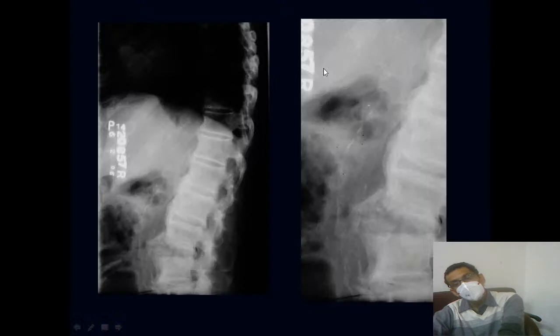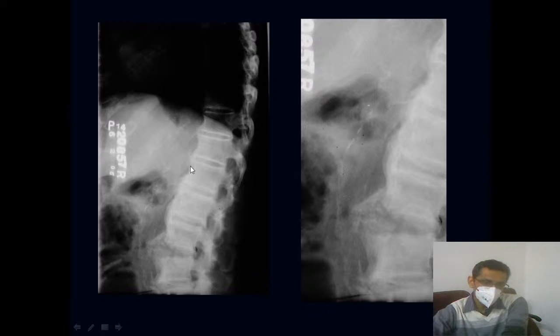Okay. Now coming to the second pattern, if there is a linear or tram-like calcification, you have to look carefully. You see this white line here and the white line here. This is calcification. Okay, I have zoomed it up for you. This line, this is calcification. This is a lateral X-ray of the abdomen. This is the spine laterally.